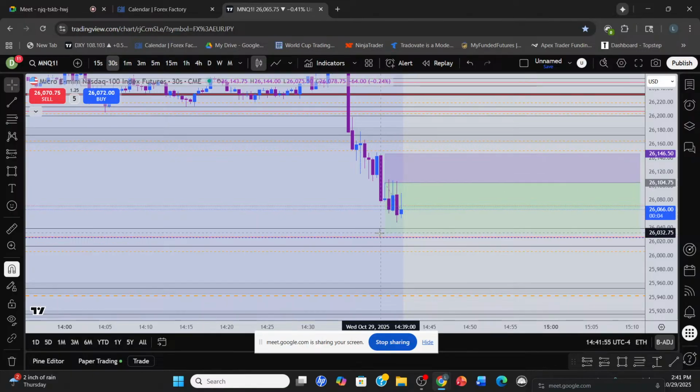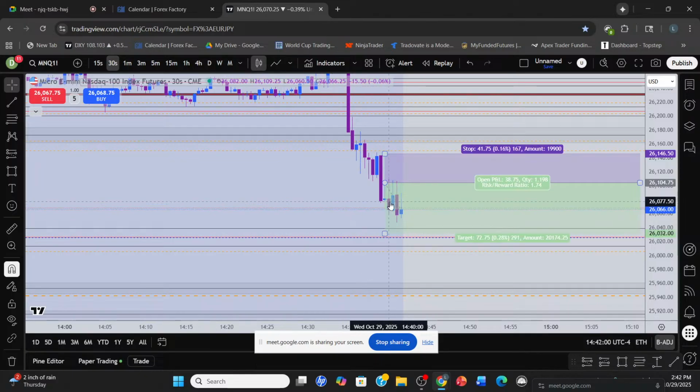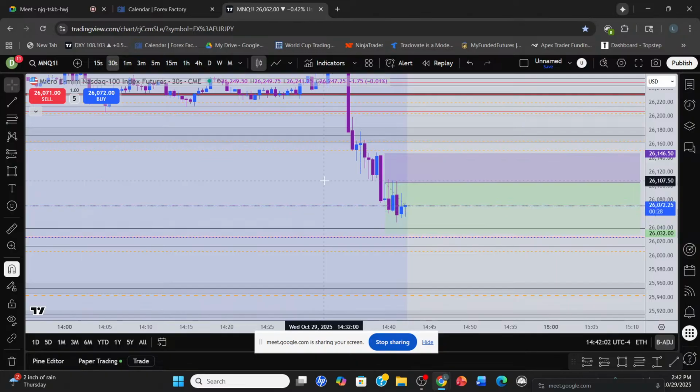I'm really confident price is going to drop at least to here. At least it's going to touch this fair value gap.